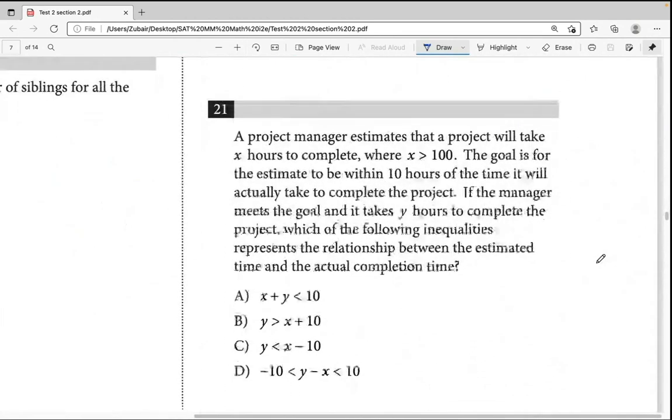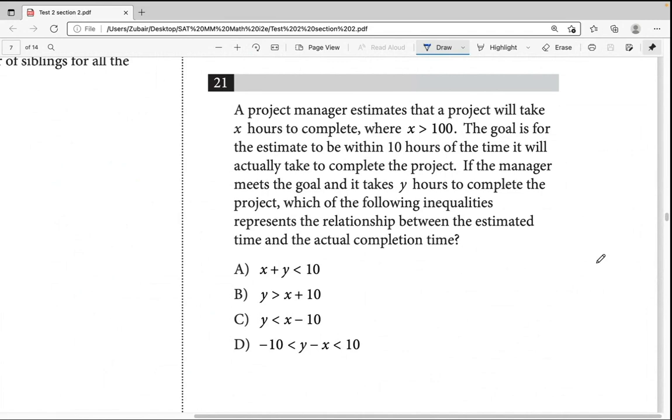Number 21. A project manager estimates that a project will take X hours to complete, where X is more than 100. The goal is for the estimate to be within 10 hours of the time it will actually take to complete the project. If the manager meets the goal and it takes Y hours to complete the project, which of the following inequalities represents the relationship between the estimated time and actual completion time?